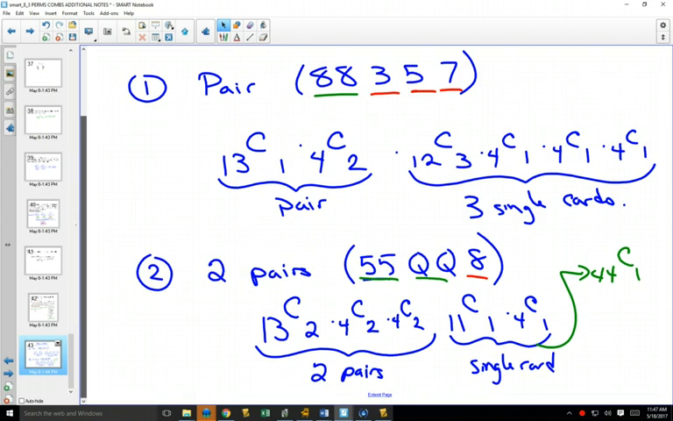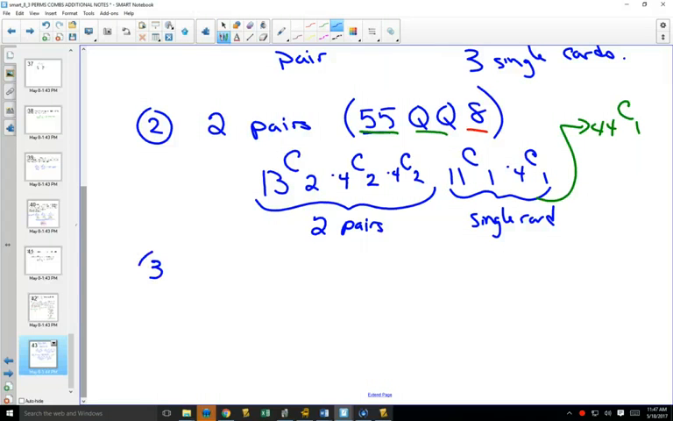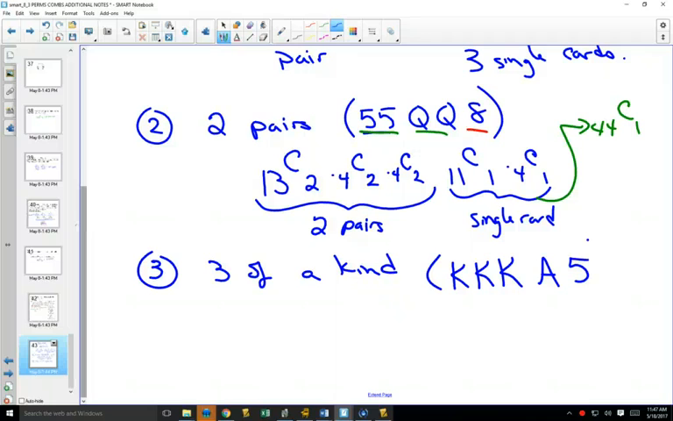So if you wanted to do three of a kind, an example of 3 of a kind is 3 kings, an ace, and a 5. If we do our kings first, there's 13 different kinds of numbers. You choose one of them to be your 3 of a kind. Then of the 4 kings, you choose which 3. That will choose your 3 of a kind.